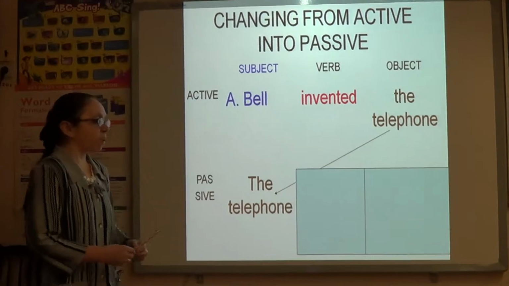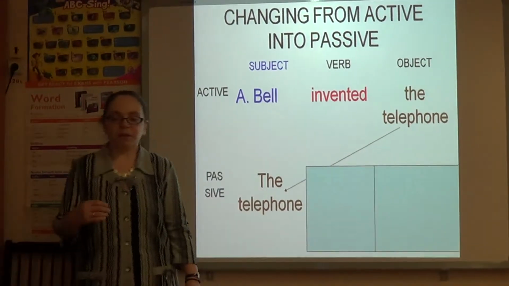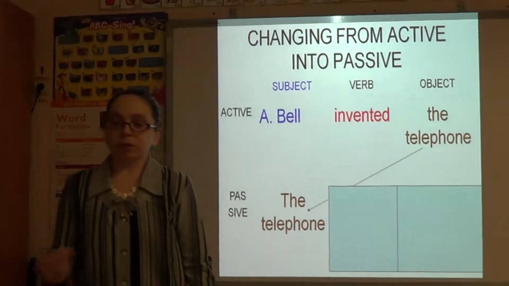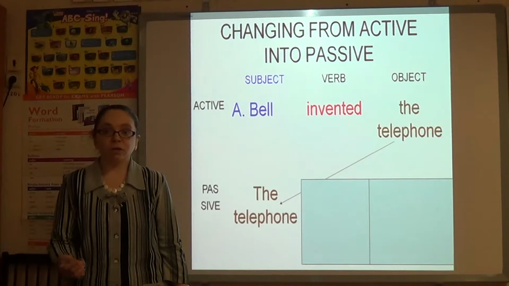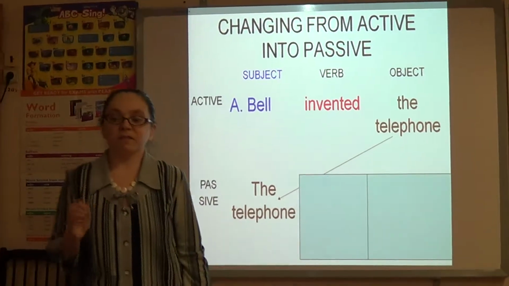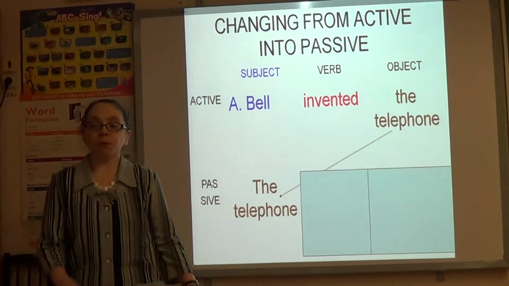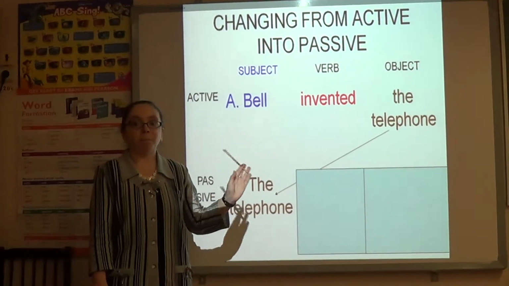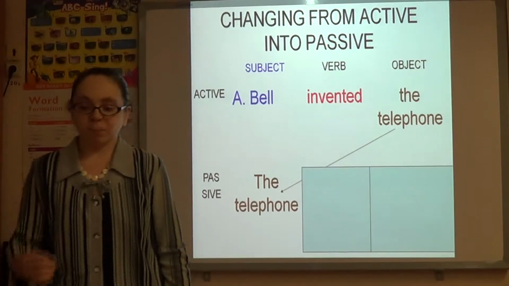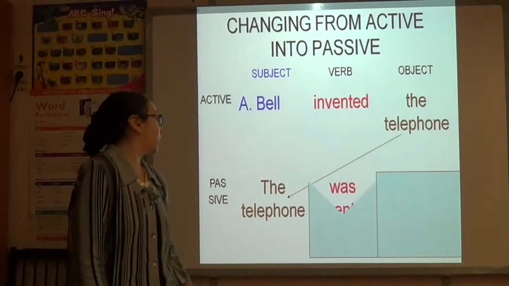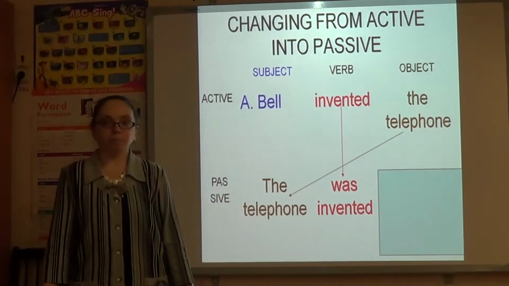Next, what about the verb? We study the tense, and in this sentence, I hope you see the verb is in past simple, so we need to form the same tense but in the passive voice. Hope you remember, past simple passive is was, were plus past participle. So we put the telephone was invented.